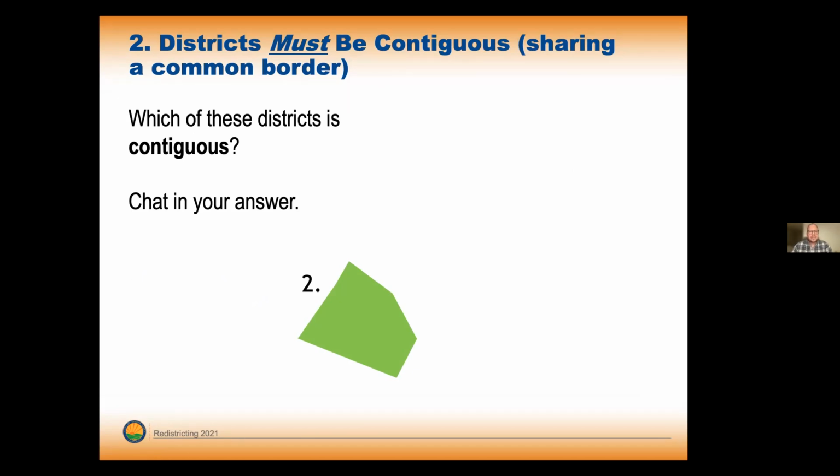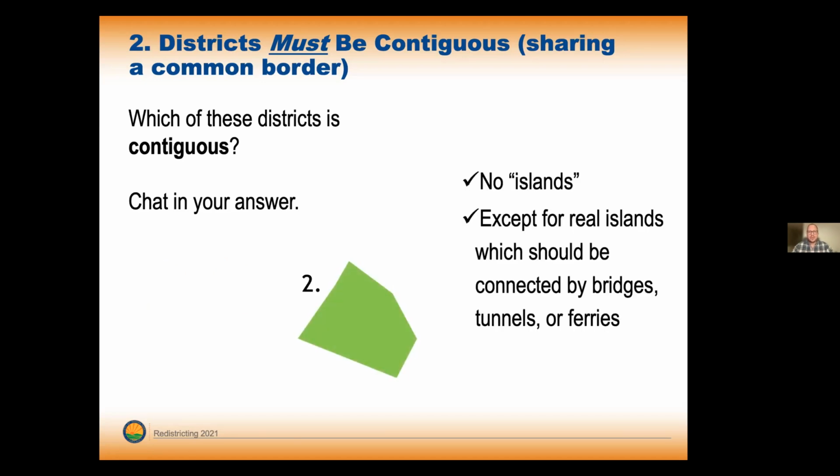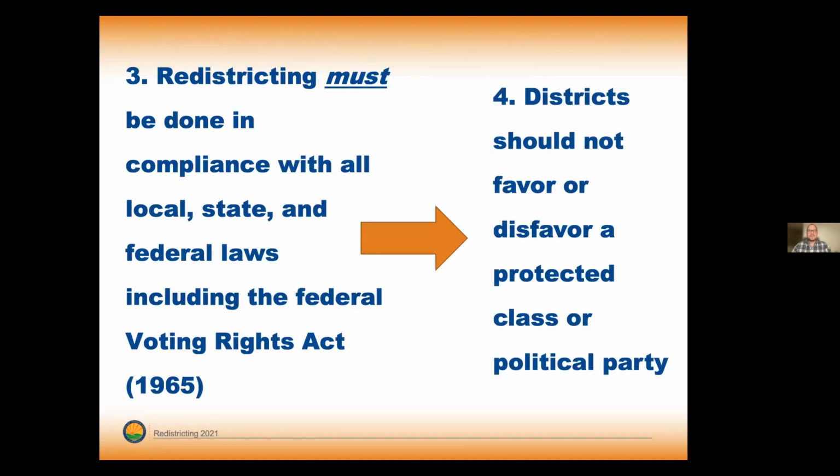So contiguous again means sharing a common border, which is different from option 1, where part of the ward is in one area and then it's separated into another area. So part of this guideline really is ensuring that there are no islands within the city, so to speak, except of course for real islands, which should be connected by bridges, tunnels, or ferries. And I don't think that is an issue in Takoma Park. So that's the second guideline.